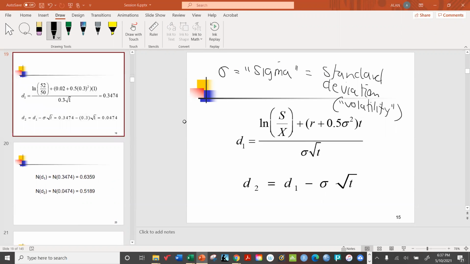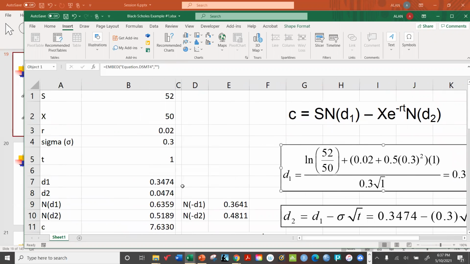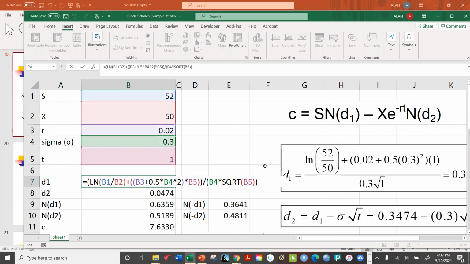That's my opinion. So here's what I've done. I've plugged it in for you so you can visually see that it does in fact turn out to be approximately 0.3474. But if you throw in the Excel, now look at this function. Ooh, you don't want to do that by yourself unless you're really good at Excel. No, not if this is your first time with Excel. But that is just this formula over here on the right. Well now, then D2 is easy.